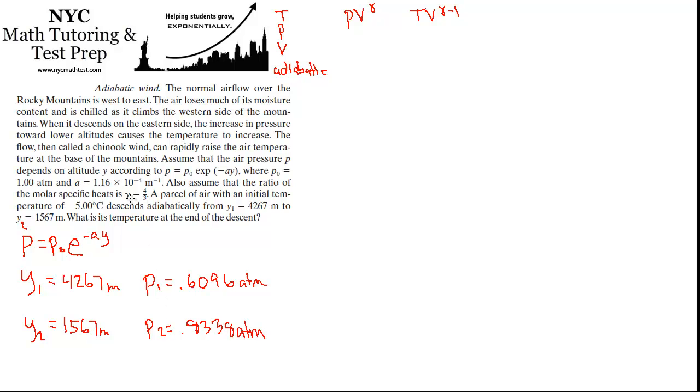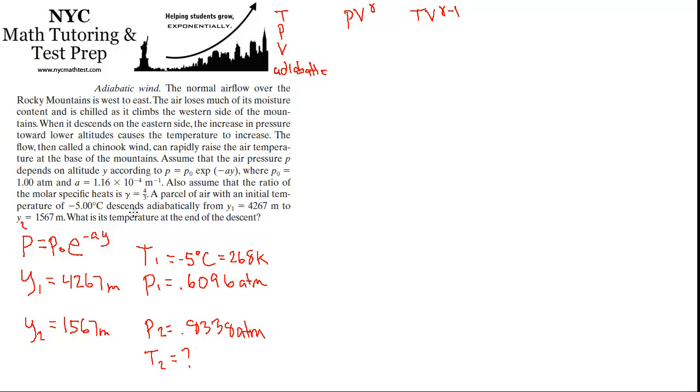And the other thing that we've been given here is gamma. Oh, we know the temperature at one of the states too. We know T1, which is -5 degrees Celsius. But we never use Celsius temperatures in thermodynamics problems when we have to use ratios, right? We have to add 273 and put this in Kelvin, so that's 268 Kelvin. And then T2 is what we want. We want to know the temperature at the end of the descent.